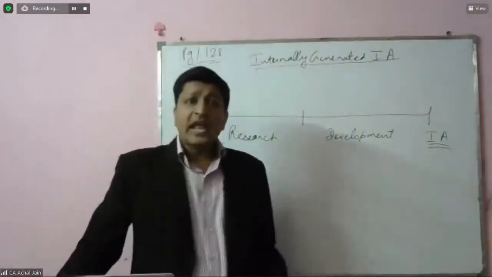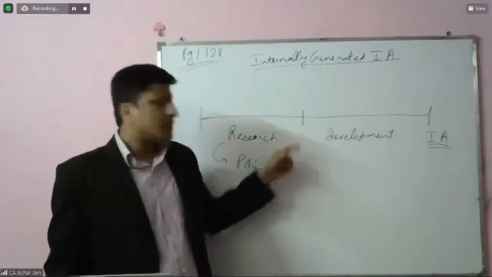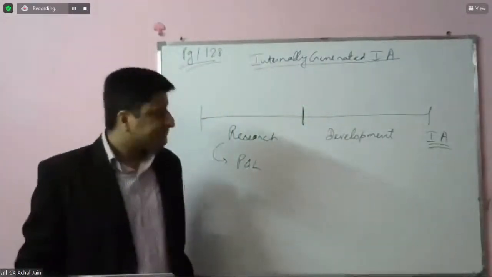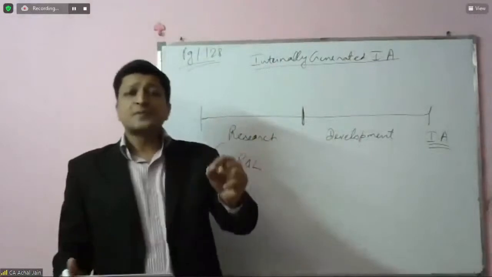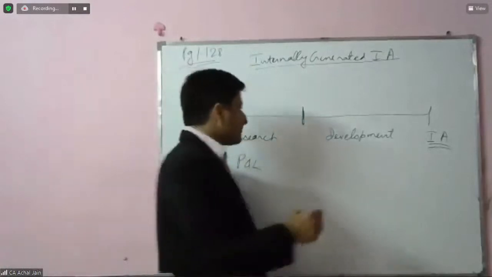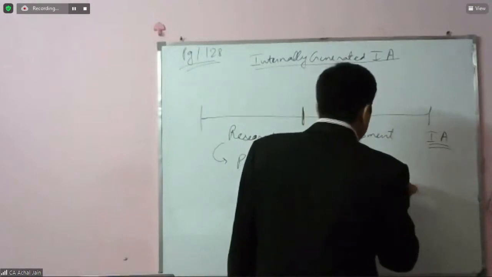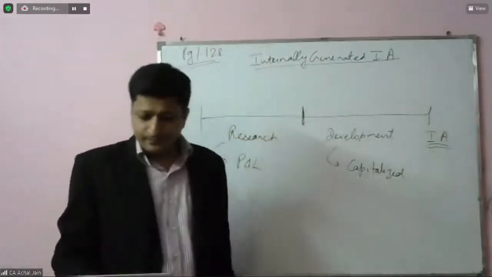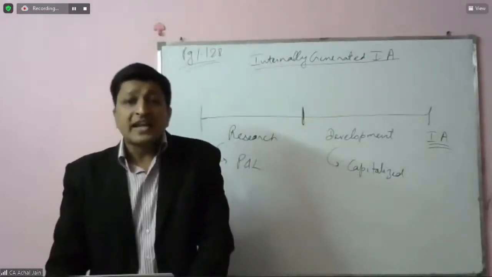And any expenditure which is incurred by an entity after this research phase is over, so let's suppose the research phase gets over here. The research phase is over. Okay. And the development phase starts. So any expenditure which is incurred after the research phase is over and the development phase starts is allowed to be capitalized. That will not be charged off. That will be capitalized.